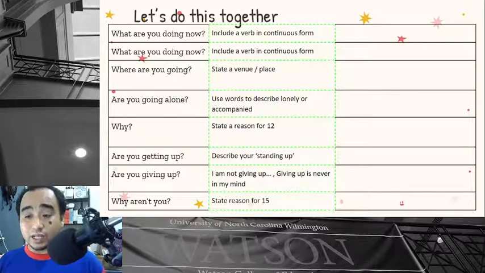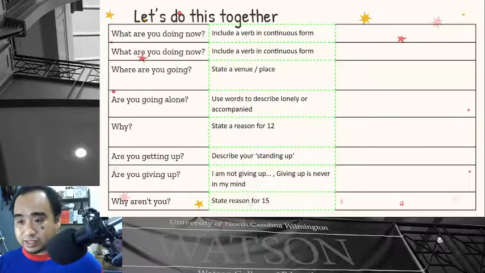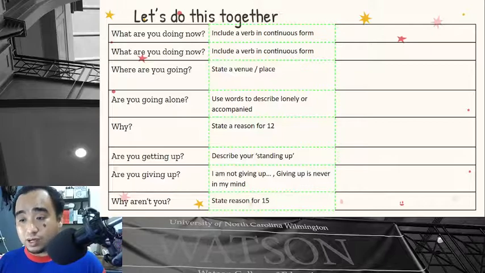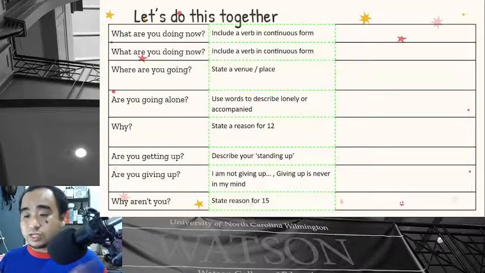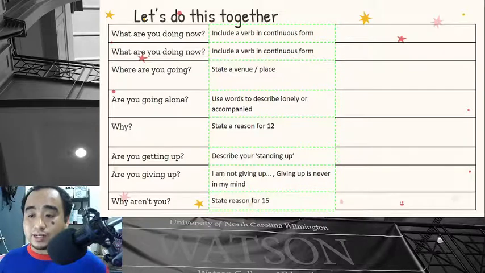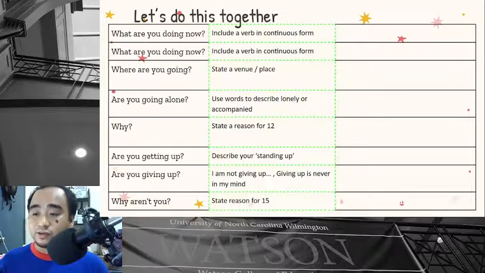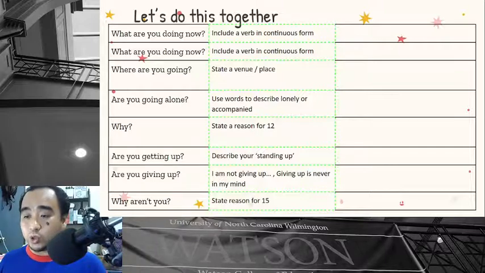Are you going alone? Okay. Same like the first 8 lines just now. Use words to describe whether you are lonely or accompanied. It can be the same, whether you are lonely or maybe for this one you are accompanied. So there's no right or wrong as long as you can write. Why? So state the reason for the previous one. Why you are going alone, why you are going there, why you are being accompanied.